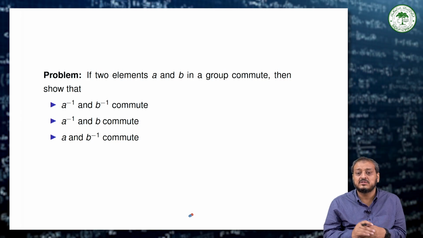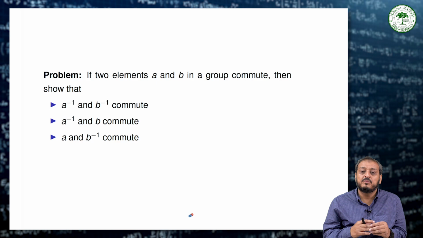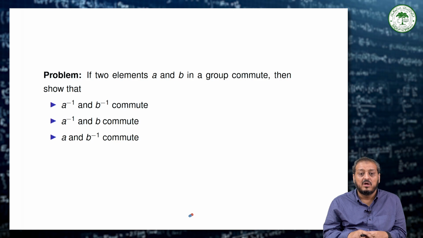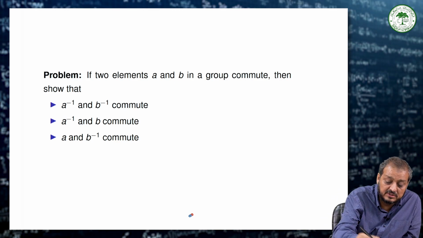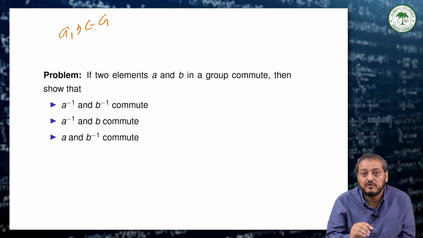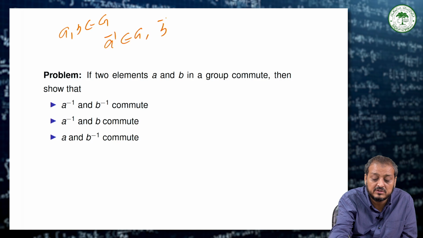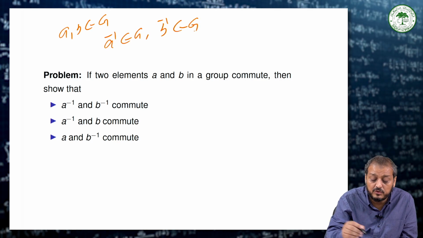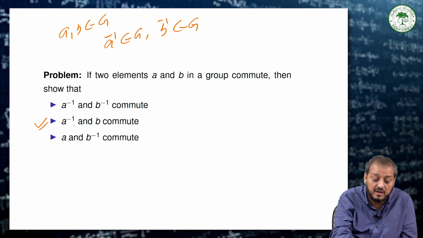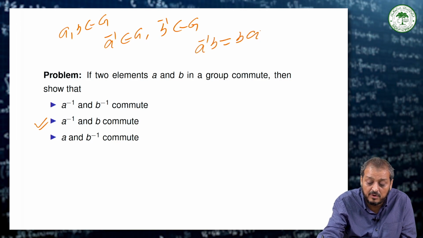Let two elements A and B in a group G commute. Then show that A inverse and B inverse commute, A inverse and B commute, and A and B inverse commute. Given any two elements A and B in G, every element has an inverse, so A inverse belongs to G and B inverse is also an element of G. First we have to show that A inverse and B commute, that is, A inverse B is equal to B A inverse.